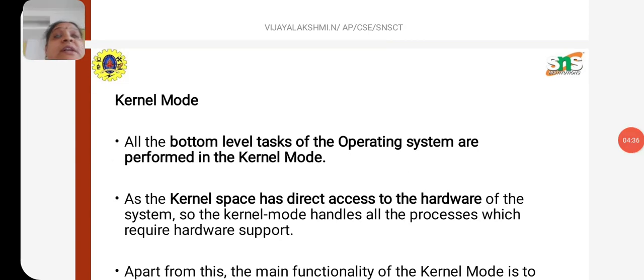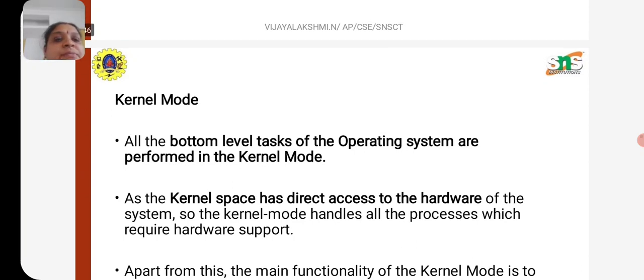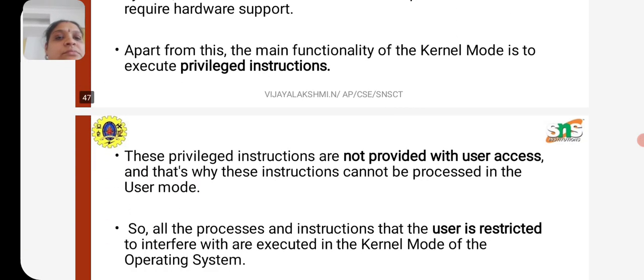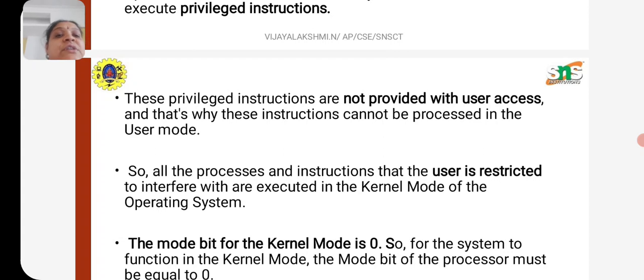Certain bottom level tasks of the OS are performed with the help of the kernel mode. The kernel space or the kernel mode has direct access to the hardware. Rather, the user mode cannot directly access the computer hardware. So privileged instructions can be executed only by the kernel, and are not provided to user access.